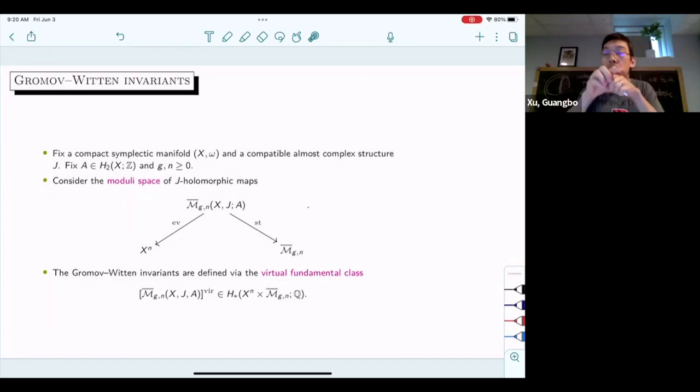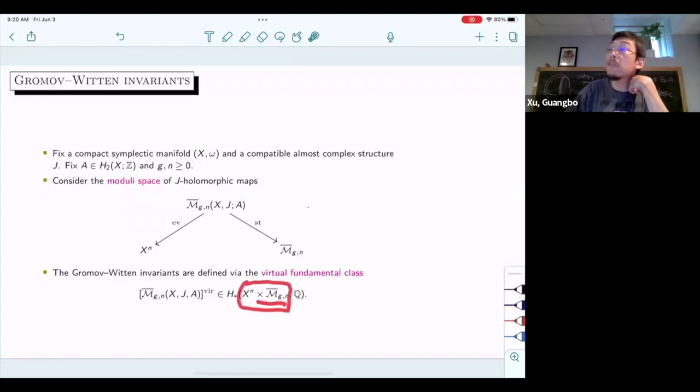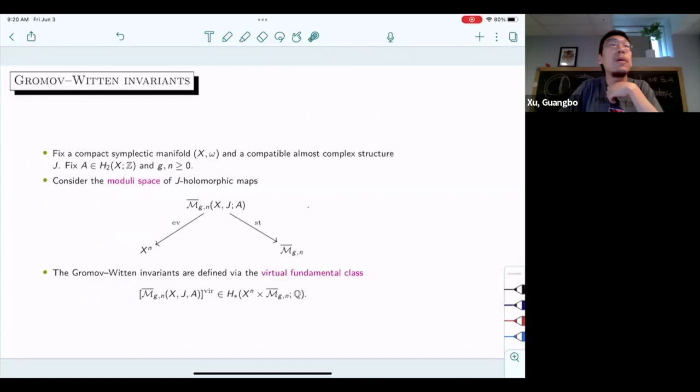Then you can use the evaluation map and the stabilization map to push forward this fundamental cycle to the product X to the nth power times the Deligne-Mumford space. This pushforward cycle represents a well-defined homology class, in general a rational homology class. This class is called the virtual fundamental class, and it is independent of various choices. Using this homology class, you can do intersection theory with cycles in both the target manifold X and the Deligne-Mumford space, and you can cook up rational numbers. Those are Gromov-Witten invariants.